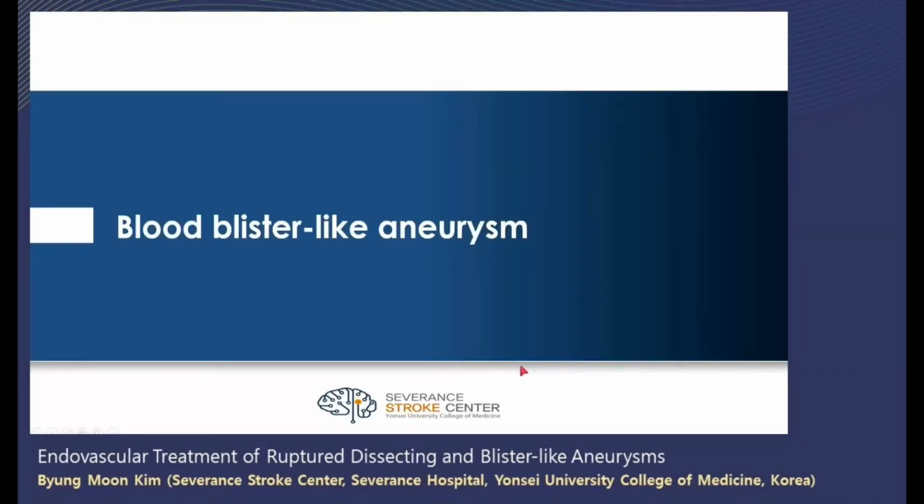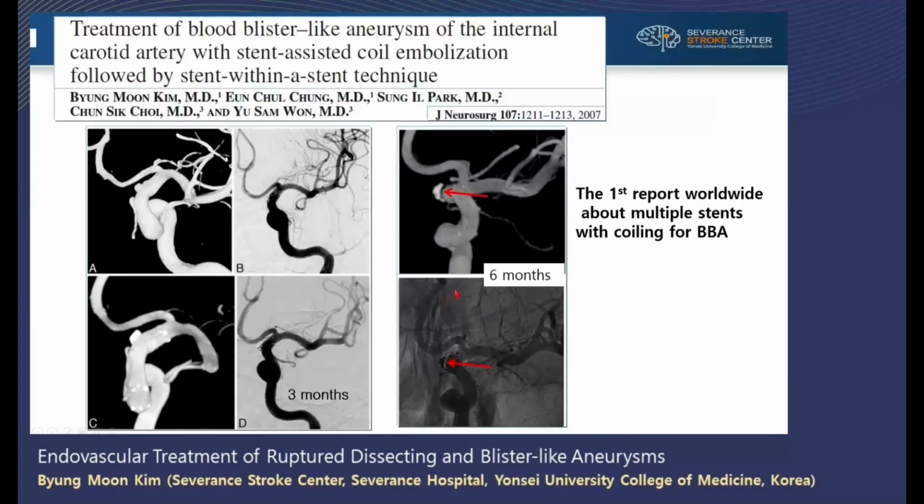Now, from here on, I move to blood blister-like aneurysm. This is the first reported case worldwide, in the Journal of Neurosurgery in 2007. This is a ruptured blood blister, a typical ruptured blood blister-like aneurysm. At that time I treated this case similarly to a ruptured vertebral dissecting aneurysm.